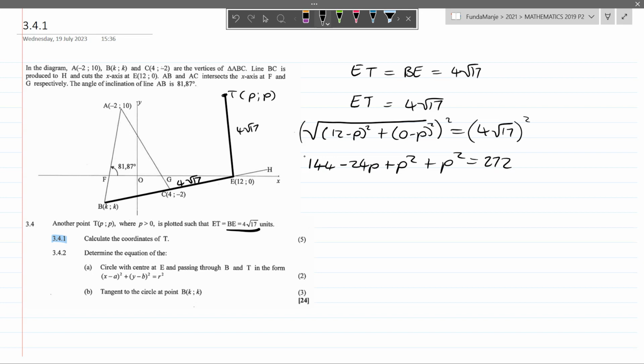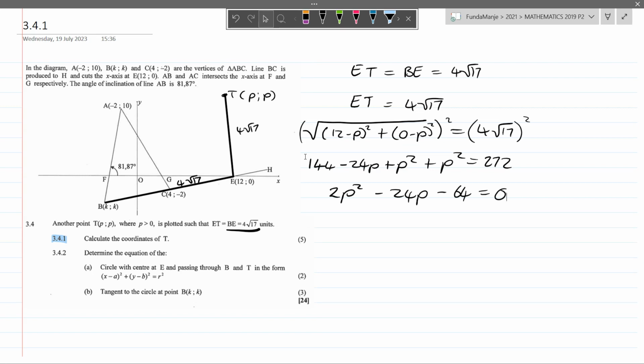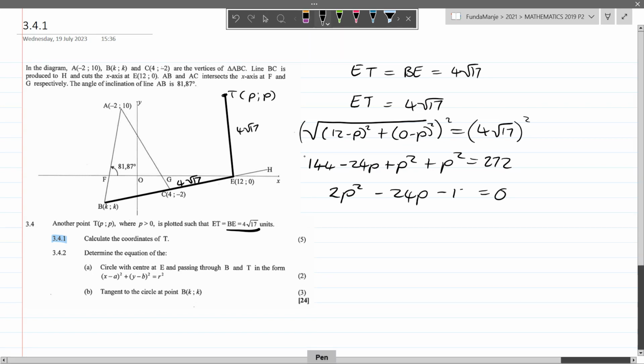Now you have this problem. And then what you're going to do is collect the like terms. So here I have P squared plus P squared is going to be 2P squared minus 24P, and then plus 144 minus 272. And if you put that on your calculator, you get minus 128, so this returns 2P squared minus 24P minus 128 is equal to 0.